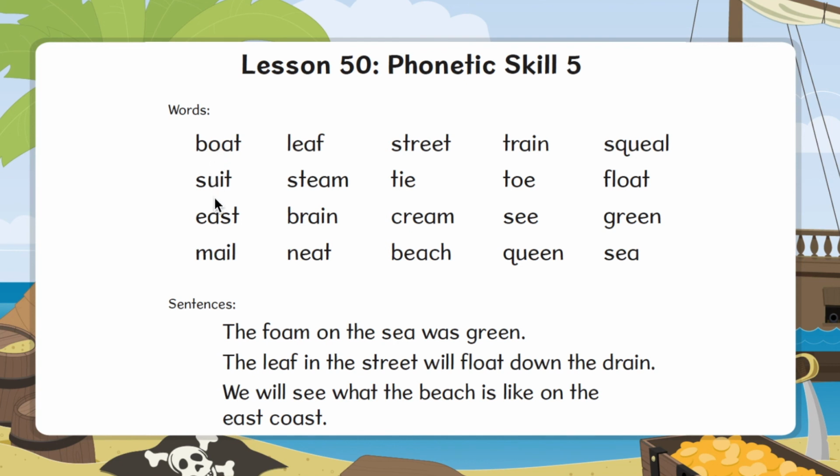So we have boat, suit, east, mail, leaf, steam, brain, neat, street, tie, cream, beach, train, toe, sea, queen, squeal, float, green, sea. Fantastic. And then the next part that we're going to do is read these sentences. So we're going to start here. The foam on the sea was green. The leaf in the street will float down the drain. We will see what the beach is like on the East Coast.